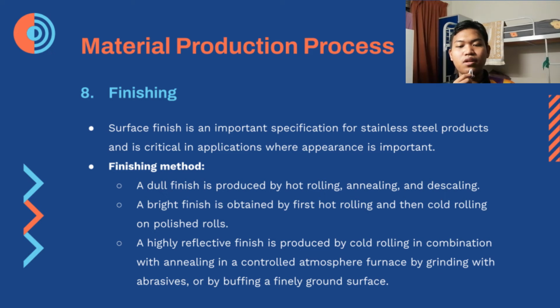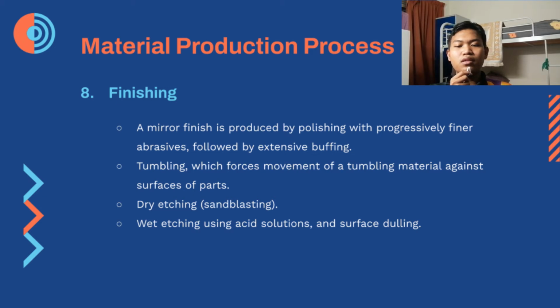A highly reflective finish is produced by rolling in combination with annealing in a controlled atmosphere furnace, by grinding with abrasive, or by buffing a finely ground surface. A mirror finish is produced by polishing with progressively finer abrasive, followed by extensive buffing. Tumbling forces movement of tumbling materials against the surface of parts. Dry etching is sandblasting. Wet etching uses acid solution and surface dulling.